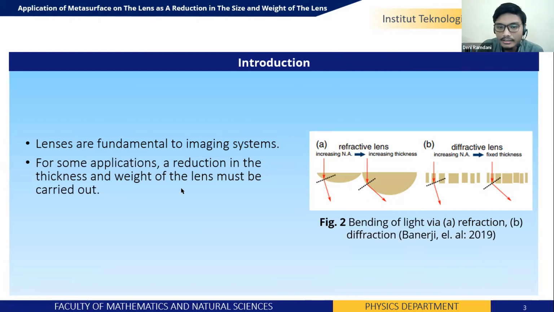And for some applications, we have the reduction of the thickness and weight of the lens. For example, in the medical field, to detect cancer cells. In the figure, we can see in the bending of light via refraction, increasing numerical aperture will increase thickness, but in the bending of light via diffraction, we can increase numerical aperture with a fixed thickness.